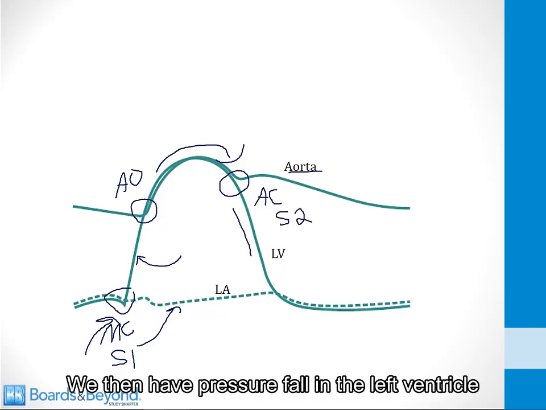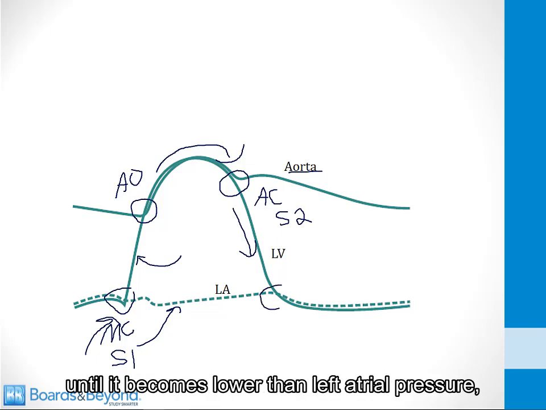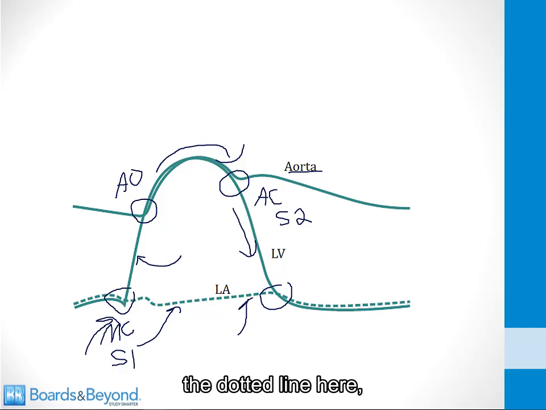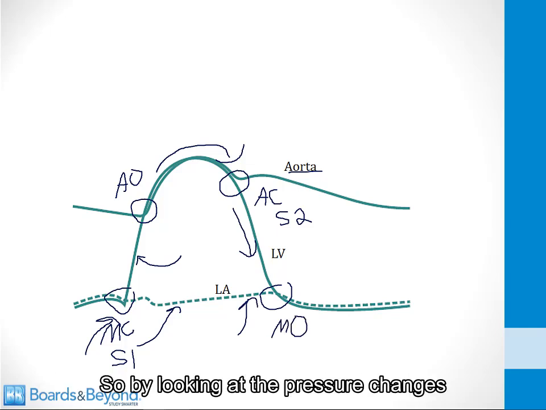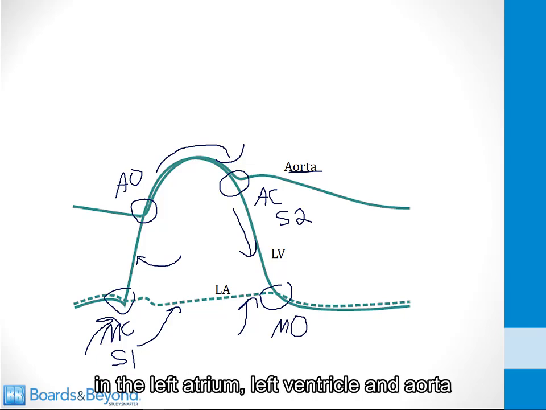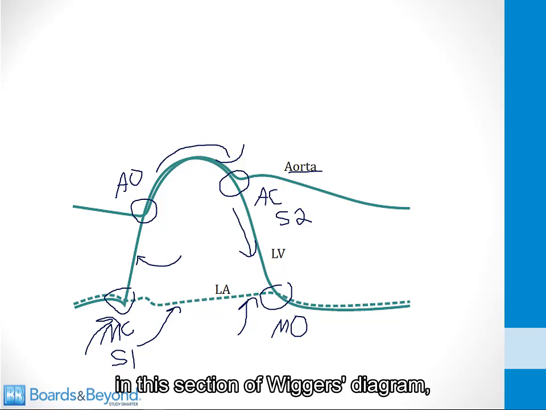We then have pressure fall in the left ventricle until it becomes lower than left atrial pressure, the dotted line here. When that happens, the mitral valve is going to open. So by looking at the pressure changes in the left atrium, left ventricle, and aorta in this section of Wiggers' diagram, you can identify where the mitral and aortic valves open and close.